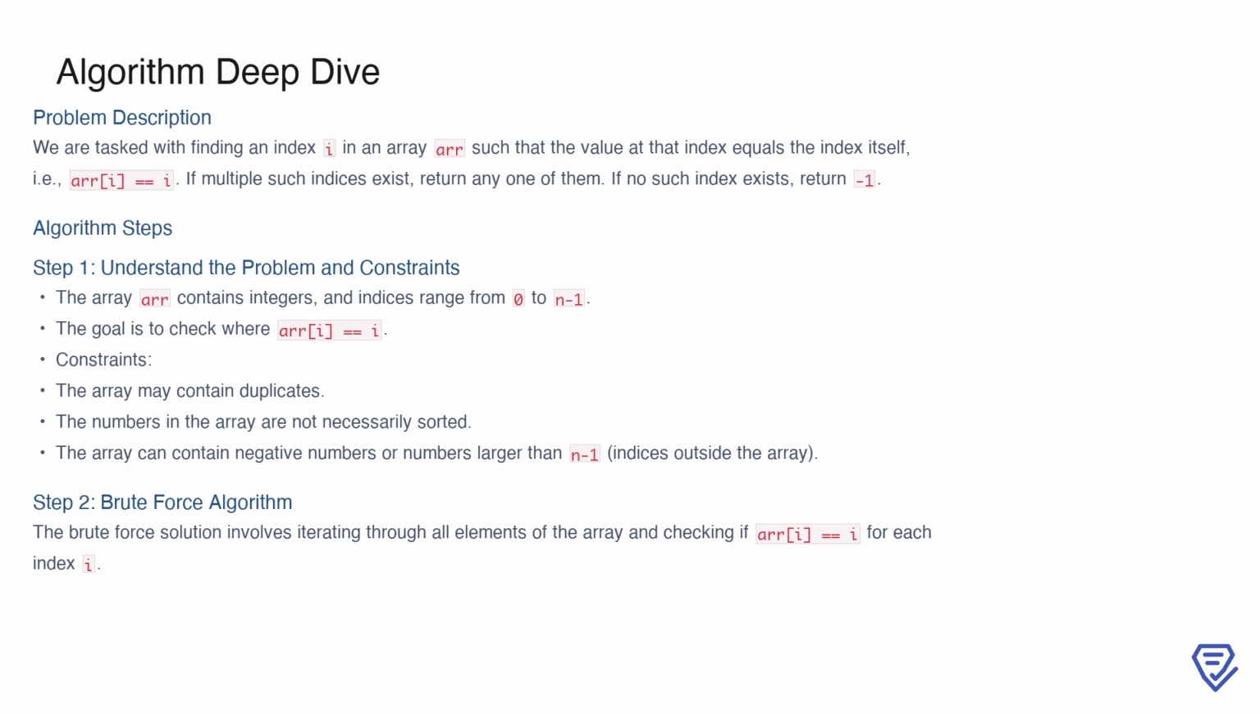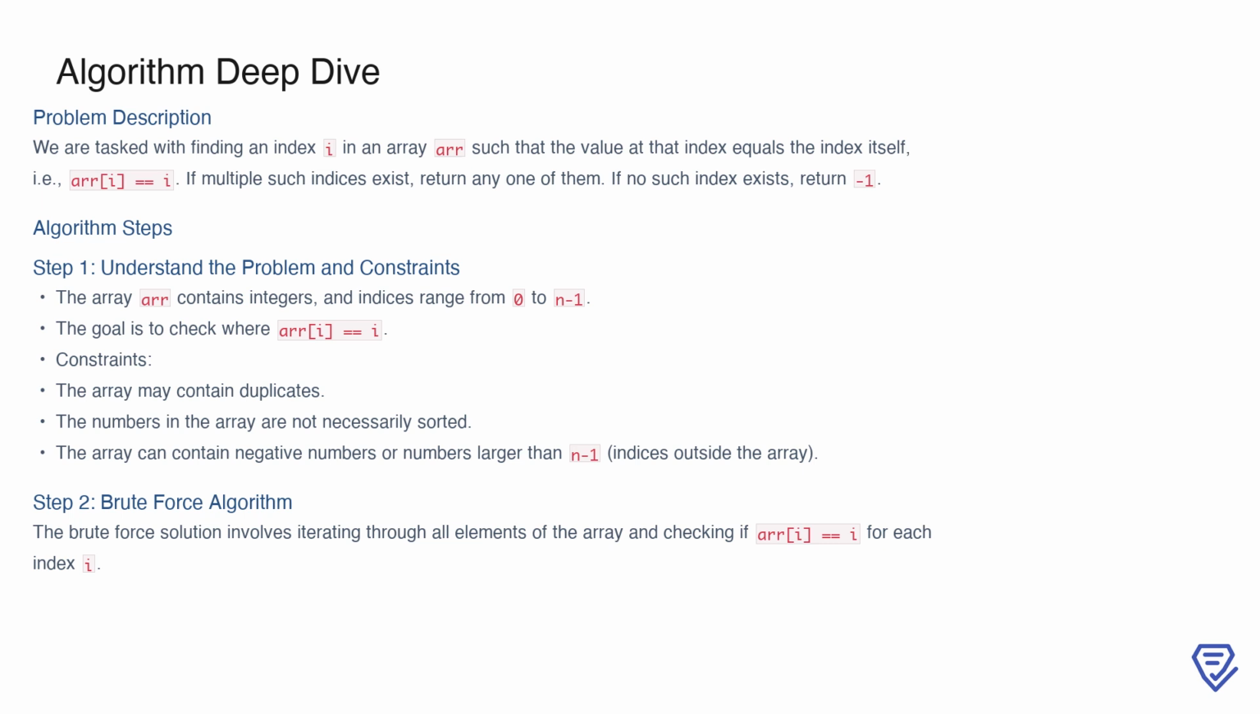To approach this, we first need to understand the problem and its constraints. The array can include both positive and negative integers, and the values are not guaranteed to be within the range of valid indices. This means some values could be negative, or even much larger than the highest index in the array. Additionally, the array may have duplicate values. Once we have this understanding, the simplest approach to solve the problem is a brute force method, where we iterate through every index in the array and check whether ARR[i] equals i for each one.